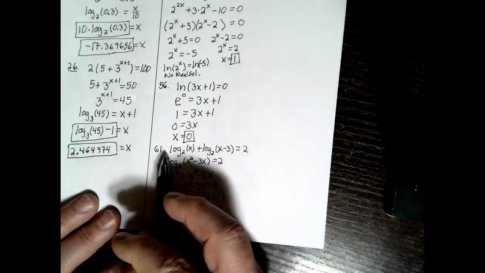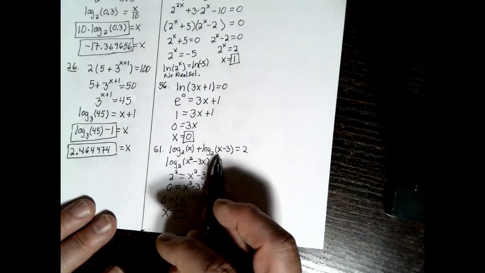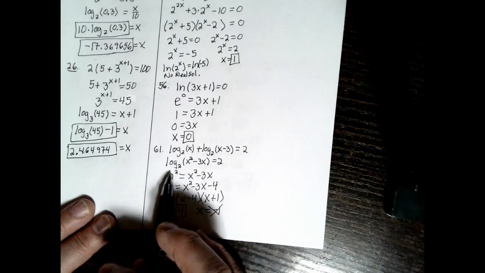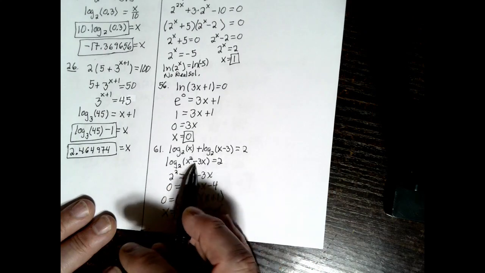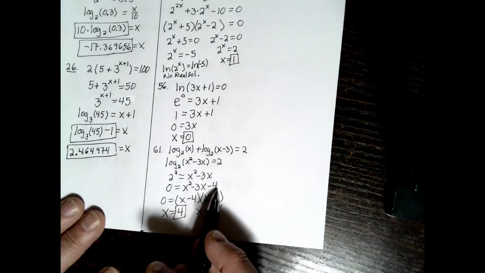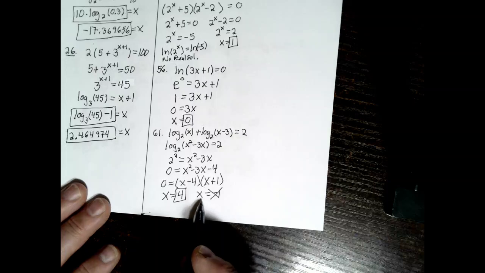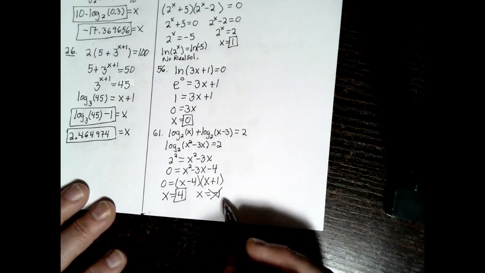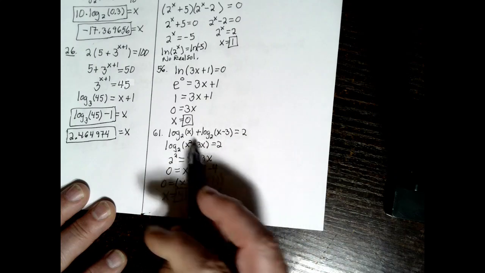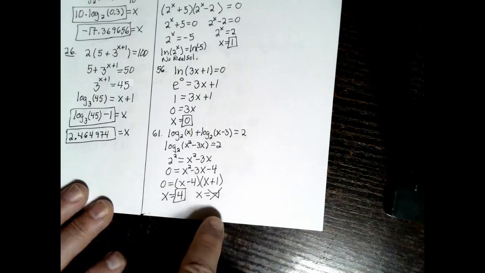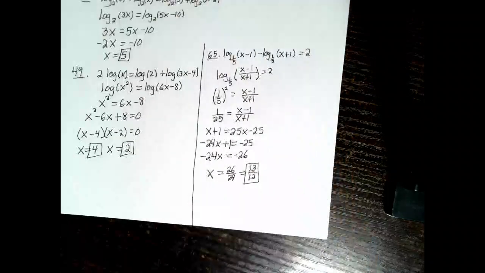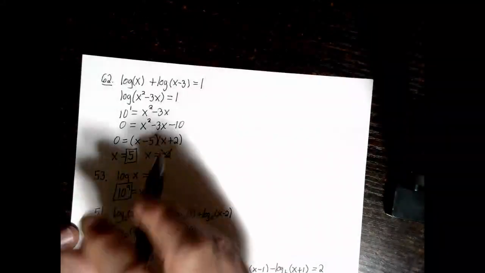Okay. Now log base 2 of x plus log base 2 of x minus 3 equals 2. You can bring those two together and multiply them. And now use rule 1. 2 to the 2 equals x squared minus 3x. 2 to the 2 is just 4. When you bring 4 over here, it becomes a negative. Those factor. Set each factor equal to 0, and you get 4 and -1. Now 4 works because that gives you a positive number, and that gives you a positive number, but -1 does not. -1 in here gives you a negative number, and you cannot take the log of a negative number.